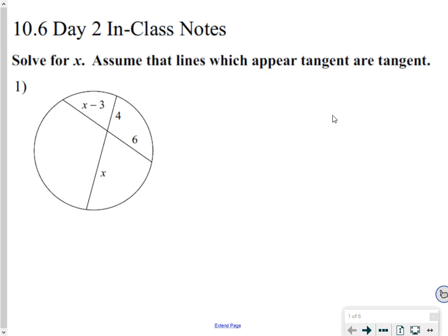In each one of these we're going to solve for x, so very basic. Keep in mind that in a lot of other examples we'd have to plug x back in to figure out the length of a segment.